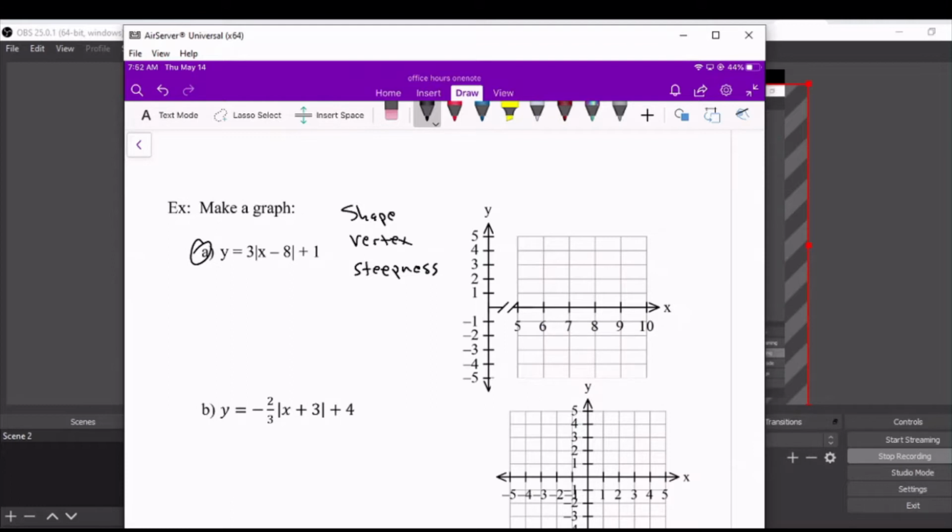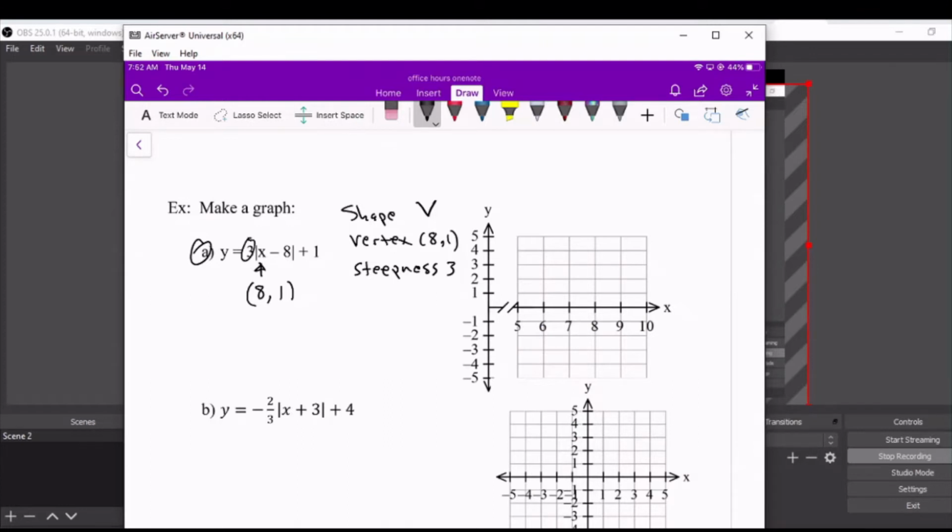All right, for the shape, I'm thinking this is going to be a V shape. The vertex, the nice number to plug in for x would be 8. That would make the absolute value 0, 3 times 0 is 0, and that would leave a plus 1 for y. So the vertex is at (8, 1). And then the steepness is just this right here. So the steepness would be 3.